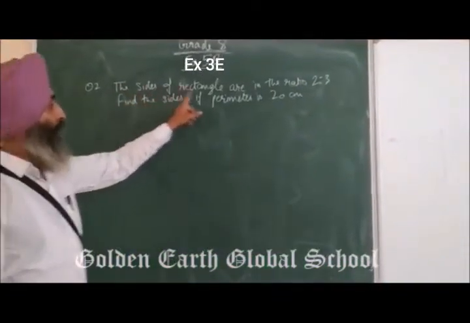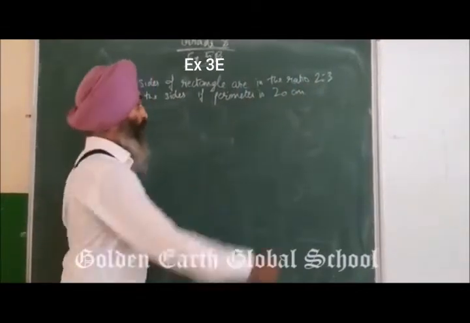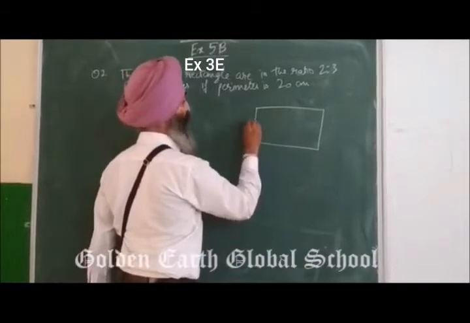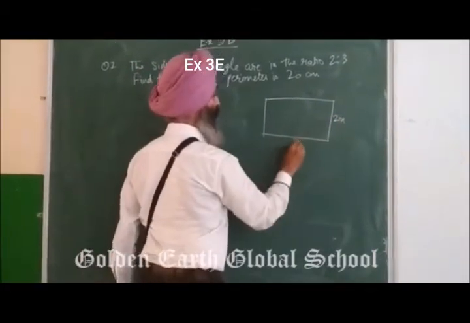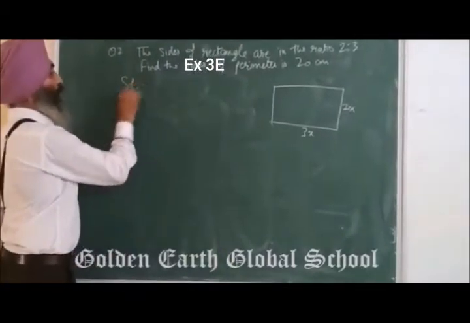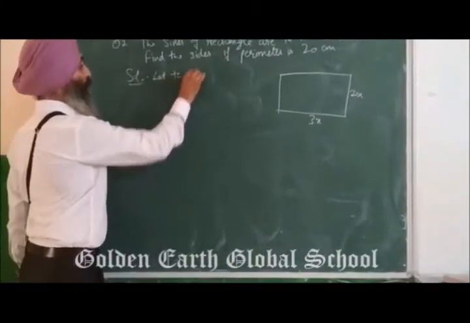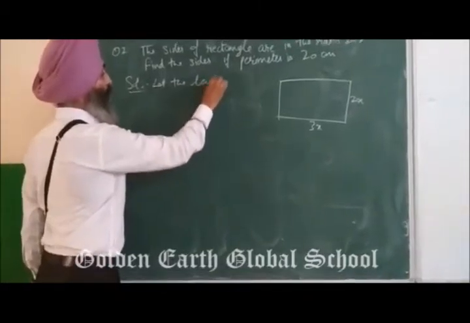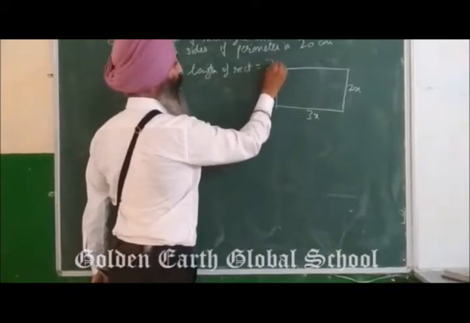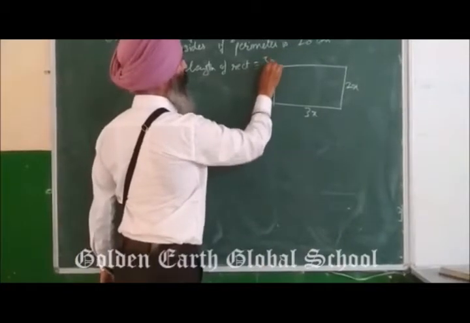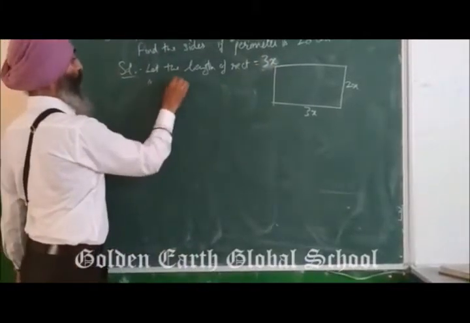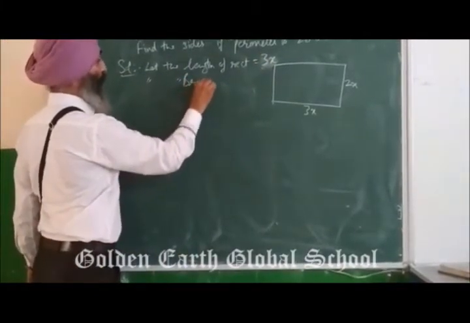The question is, the sides of the rectangle are in the ratio 2 : 3. I have told you, whenever it comes in ratio, you can put x. So let the breadth and length be 2x and 3x. So you have to write in the solution, let the length of the rectangle be 3x, because the length is larger, and the breadth of the rectangle is 2x.